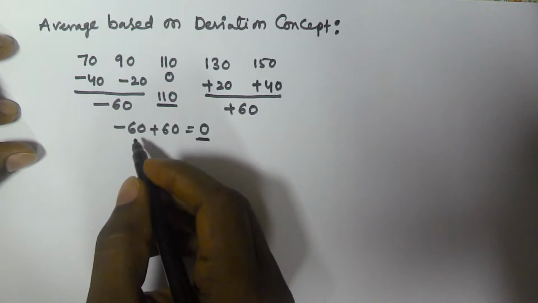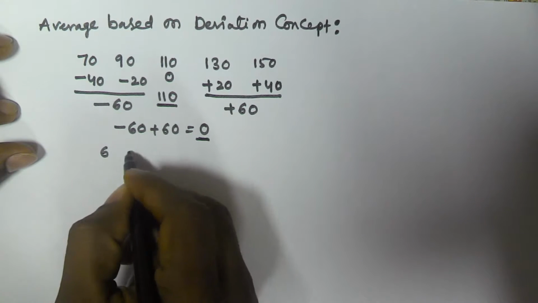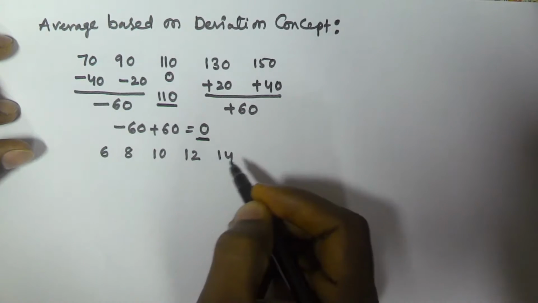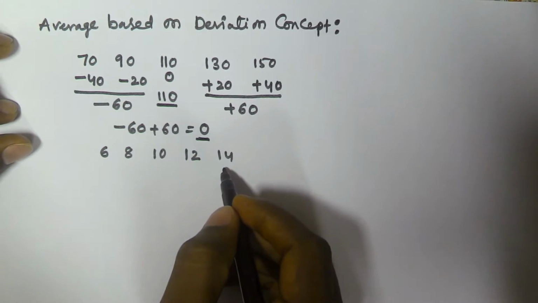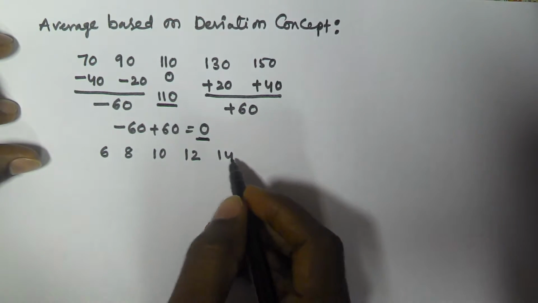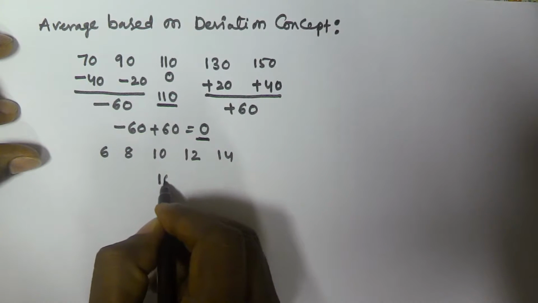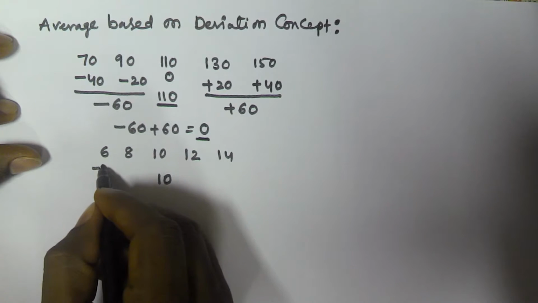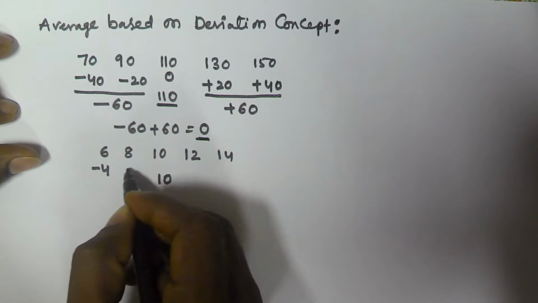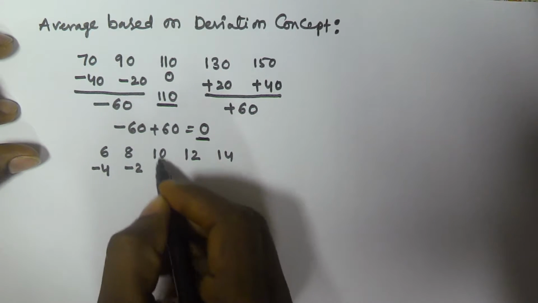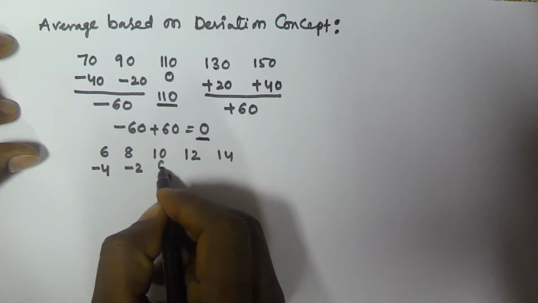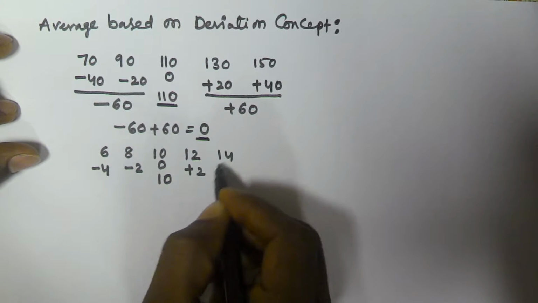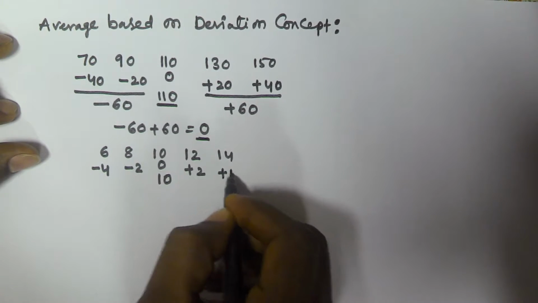Now let's see another example, like we have 6, 8, 10, 12 and 14. If you find the average of these numbers, the average is going to be 10. So 6 minus 10 makes minus 4 deviation. 8 minus 10 makes minus 2 deviation. 10 minus 10 is a 0 deviation. 12 minus 10 makes plus 2 deviation. 14 minus 10 makes plus 4 deviation.